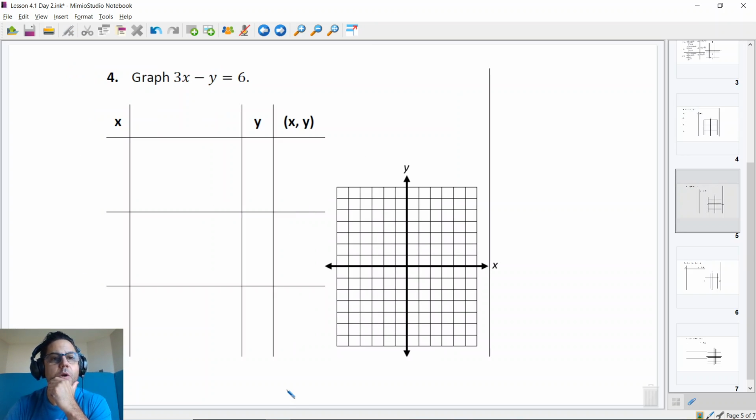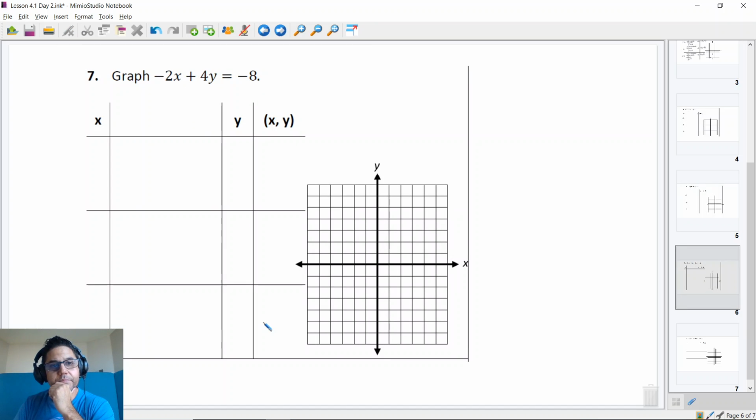On number 4, what's the coefficient of y? Well, it's the number in front of y. So that would be -1, 0, 1. What about 7? Coefficient of y. Number in front of y.